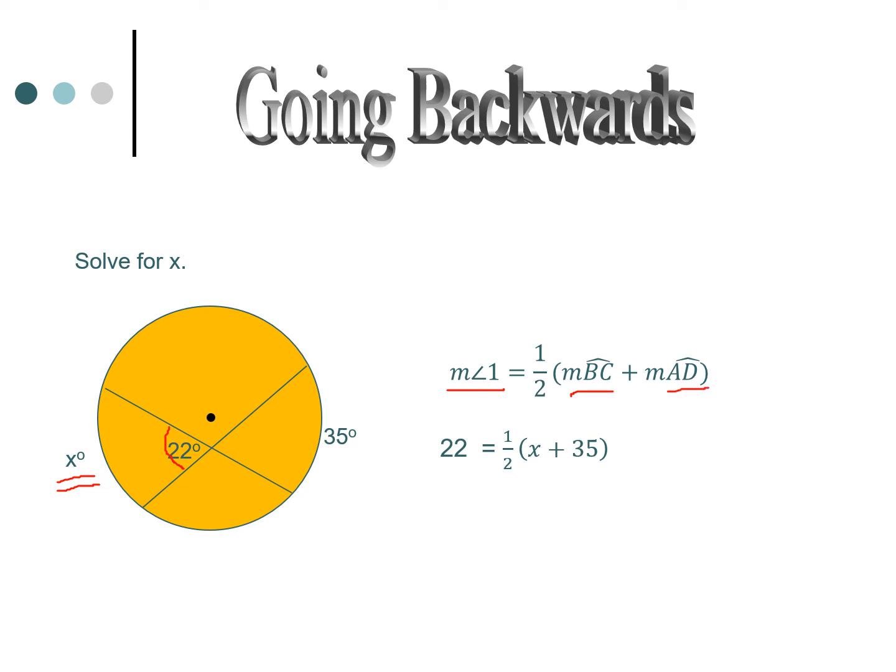Okay, so we just plug it in, and then you just solve this equation. There's a few ways to solve it. You can distribute that 1/2 in, or you can get rid of that 1/2 right away by multiplying both sides by 2. So if you multiply both sides by 2, the 1/2 does go away, and then you just have one easy step left. Subtract 35 from both sides, and we have 9. That is the arc on the outside.